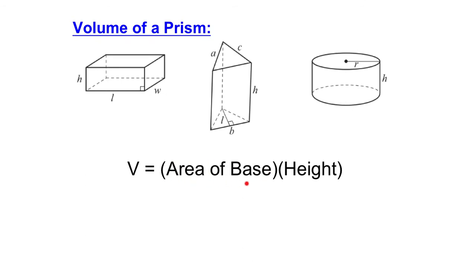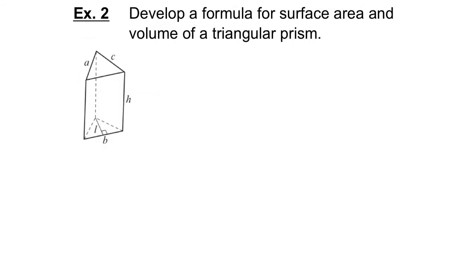Could be a rectangle, could be a triangle, could be a circle, could be something else. Whatever the area of your base is, multiply that by the height of the prism, and there you get the volume of the whole prism. So in this example, I have just a generic triangular prism.